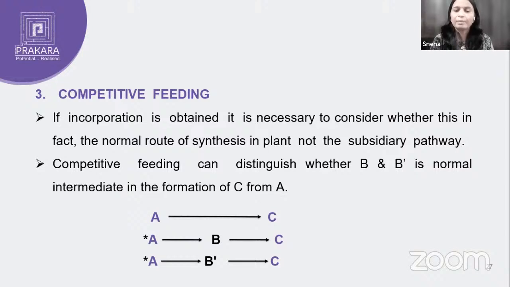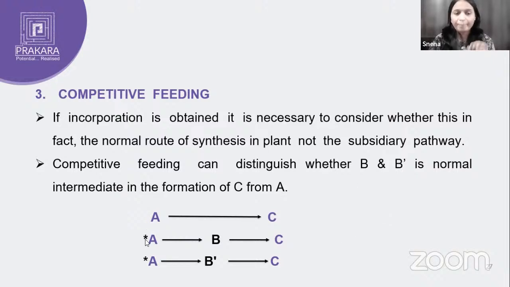In that case, what will happen? Whichever has the prominent concentration, that pathway will be carried by the secondary metabolite. Now, this type of study will be done with the help of competitive feeding. So what will we do? We will add a radio label compound into A, and then we will see whether it is carrying ABC or AB dash C.